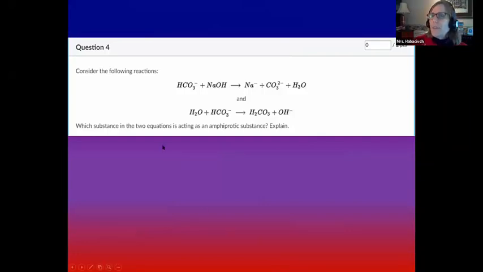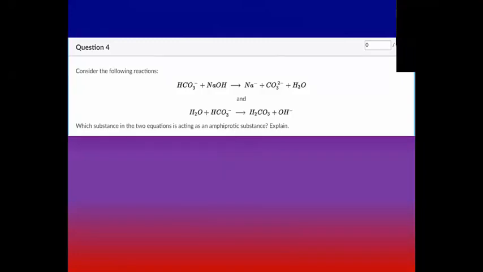And the question was, which substance is acting as an amphiprotic substance? So what does amphiprotic mean? I think everyone understood that term, but what does that mean? Zach? It acts as an acid and a base depending on what reaction it's in.